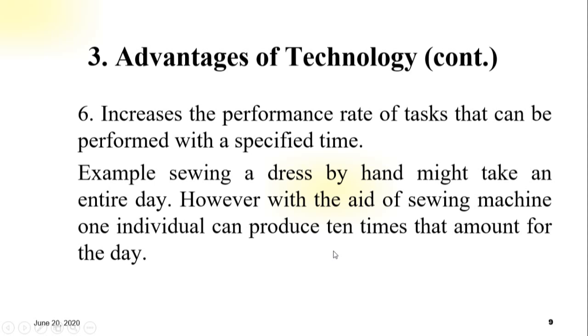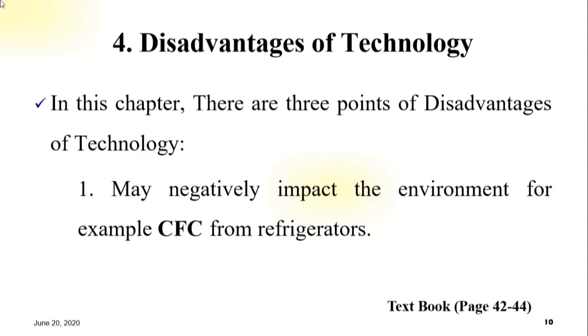But using your hands is very slow, right? But when you have a machine and modern technology, you can produce more than 10 or 20, something like that. But now please move on. All those technologies have advantages, but they also have disadvantages. In the chapter on disadvantages, there are only 3 points.